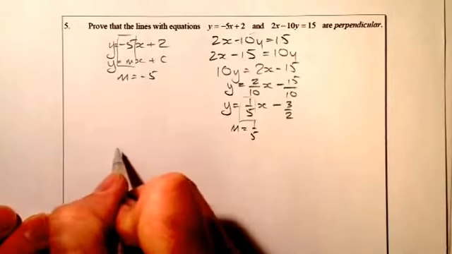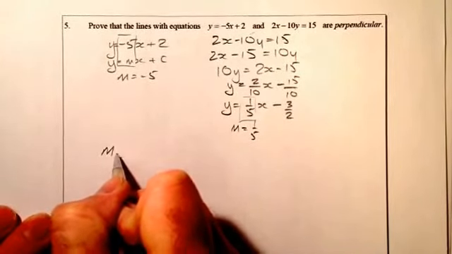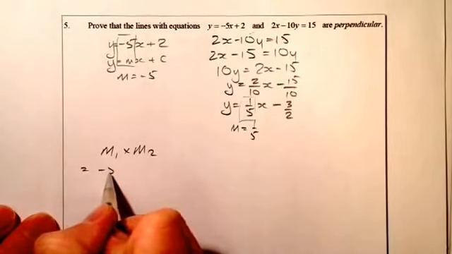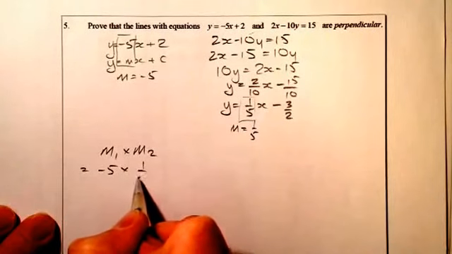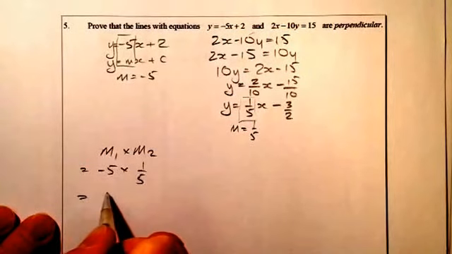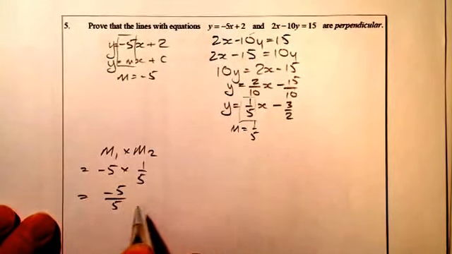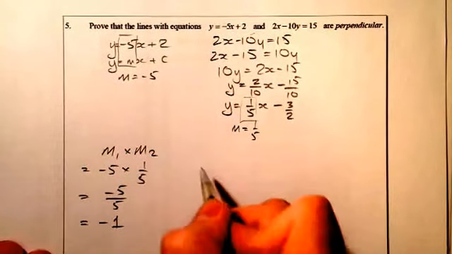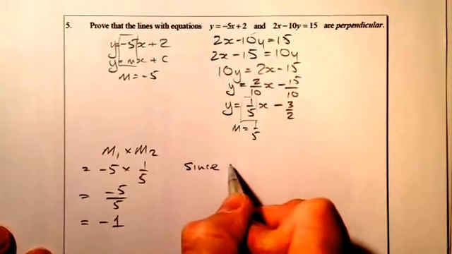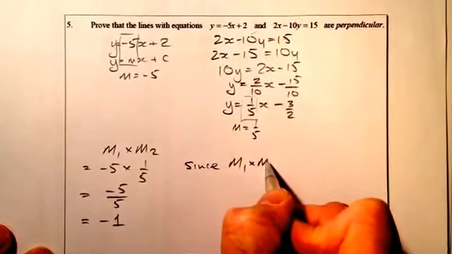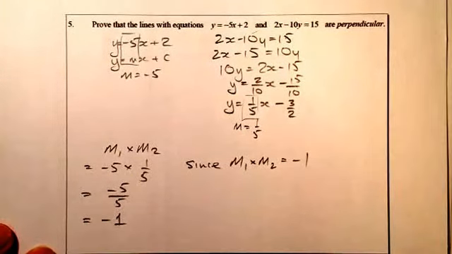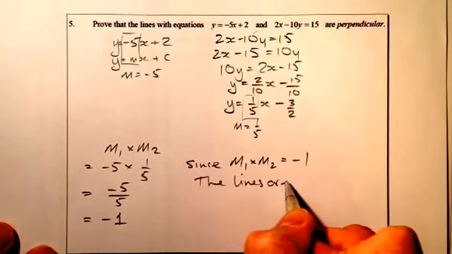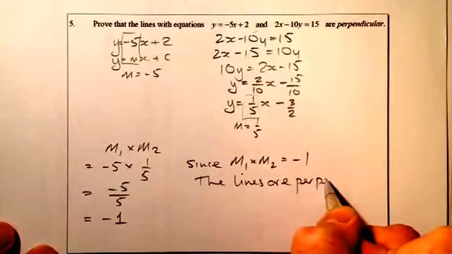I'm going to multiply my gradients together, m1 times m2. Gradient 1 is minus 5. Multiply that by 1 over 5, and what we get is minus 5 over 5, which simplifies down to minus 1. So, as a statement: since gradient 1 times gradient 2 is equal to minus 1, the lines are perpendicular.